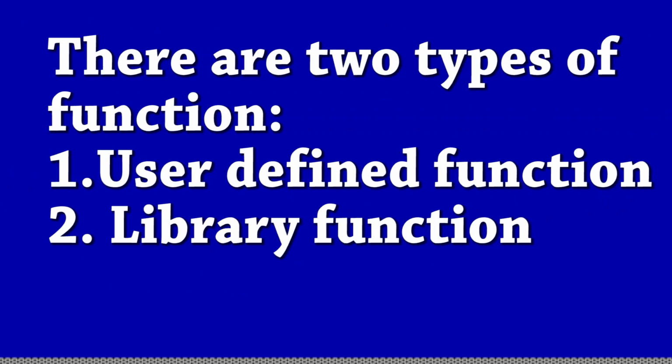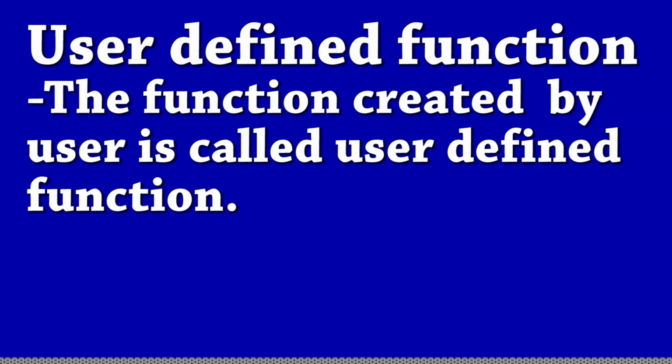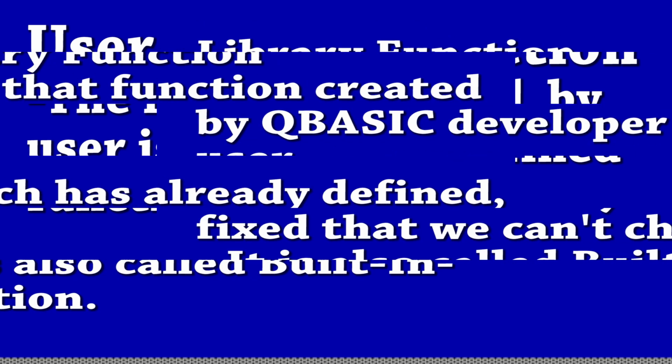There are two types of functions: user-defined function and library function. So the next topic is what is a user-defined function. From the name it is clear that a user-defined function means a function which has been defined by the user. So here you can see that the function created by the user is called a user-defined function. Clear? Okay, understood?